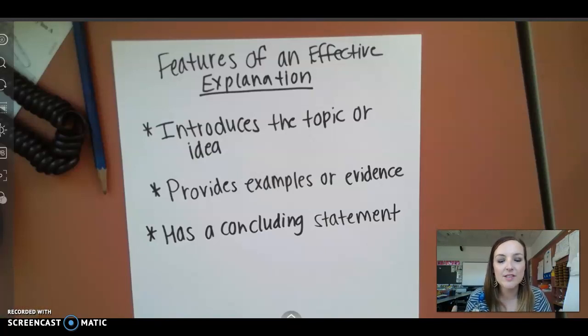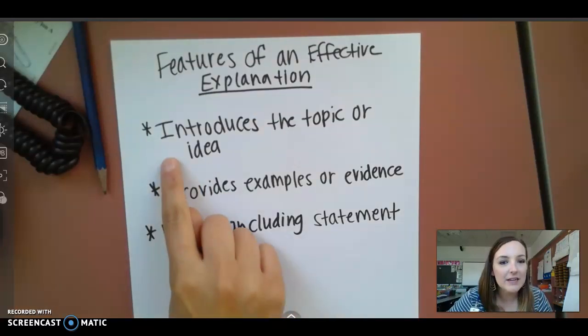So we're talking about this today because when we do our writing, you will be writing an effective explanation. And so it's important that we know the features of what we need to include so that when it's your turn to do the writing, you know exactly what to put in that makes it an effective explanation. So let's talk about the features of that.